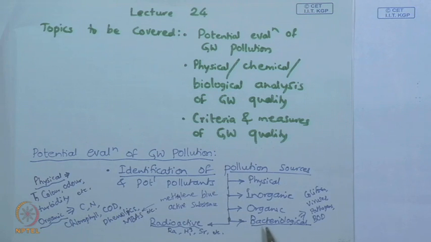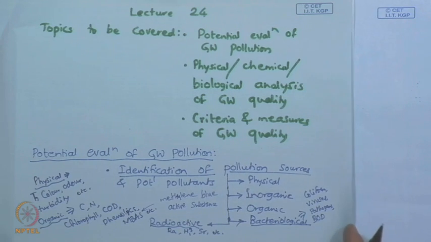Next, we need to account for the bacteriological pollutants, which include the coliform bacteria, the viruses, the pathogens or pathogenic bacteria, and then lastly the biochemical oxygen demand. These are all grouped under the bacteriological pollutants. And last but not the least, there are the radioactive pollutants, in which tritium, which is an isotope of hydrogen, is there, then radium, strontium, and other radioactive materials.